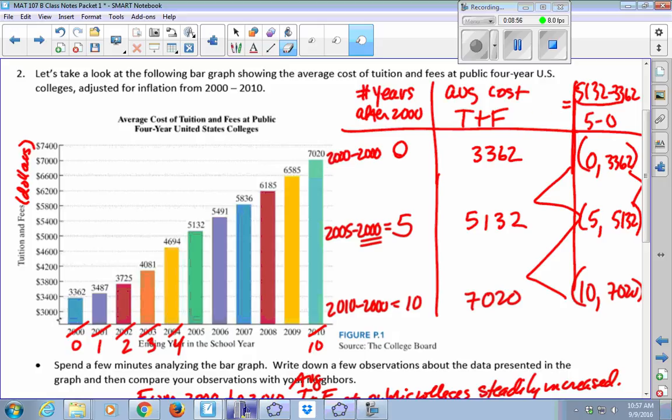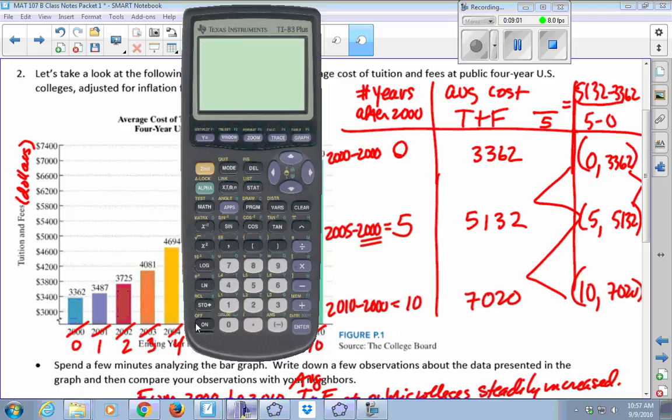If that rate was constant or steady, as you mentioned earlier, then this would be a linear relationship. So if we look at this, we have a 5 in the denominator, and I have to call upon my calculator here to do this subtraction and then the division. 5132 take away 3362 gives me 1770. And when I divide that by 5, I get $354 per year. So that's dollars per year. So from 2000 to 2005, the average cost increased $354 per year.